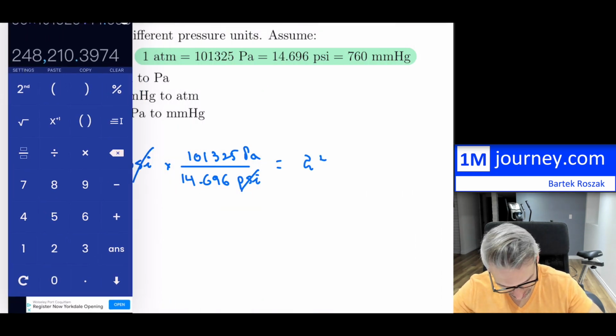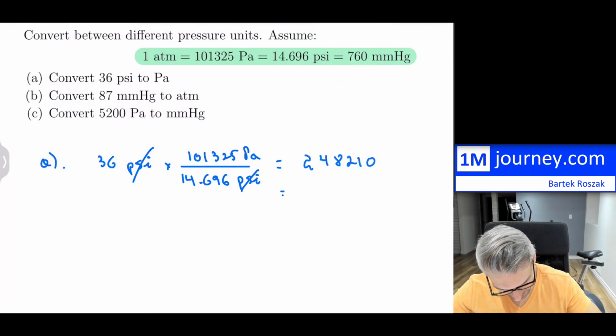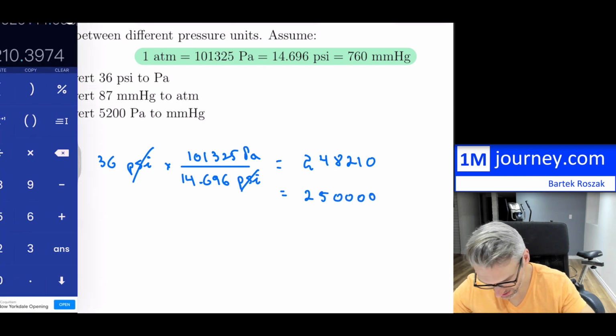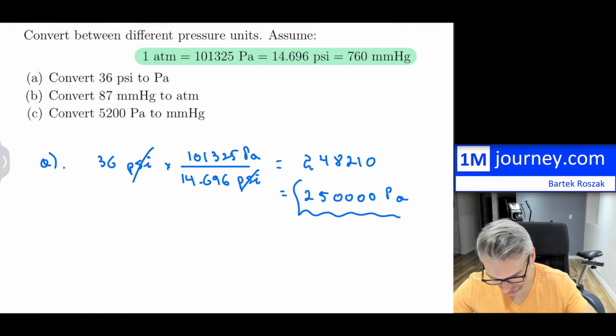248210. Actually, let's check. We started with 2 significant figures, so this would have been 250,000. Let's see this. 250, yeah, and 3 zeros. And this would have been pascals. That's the first conversion.